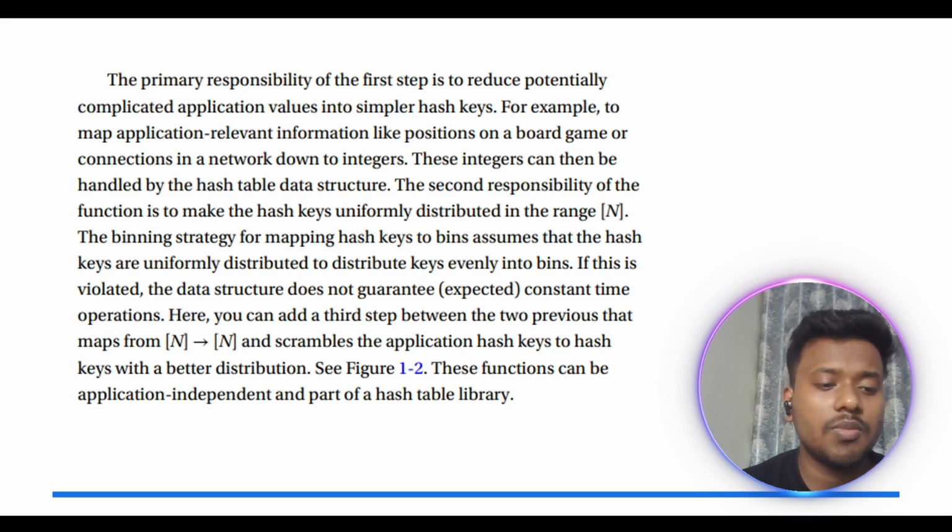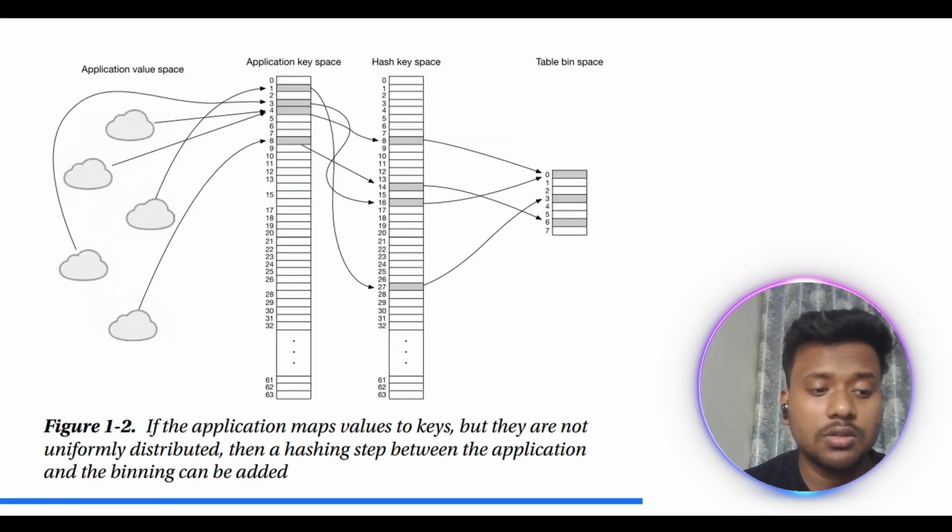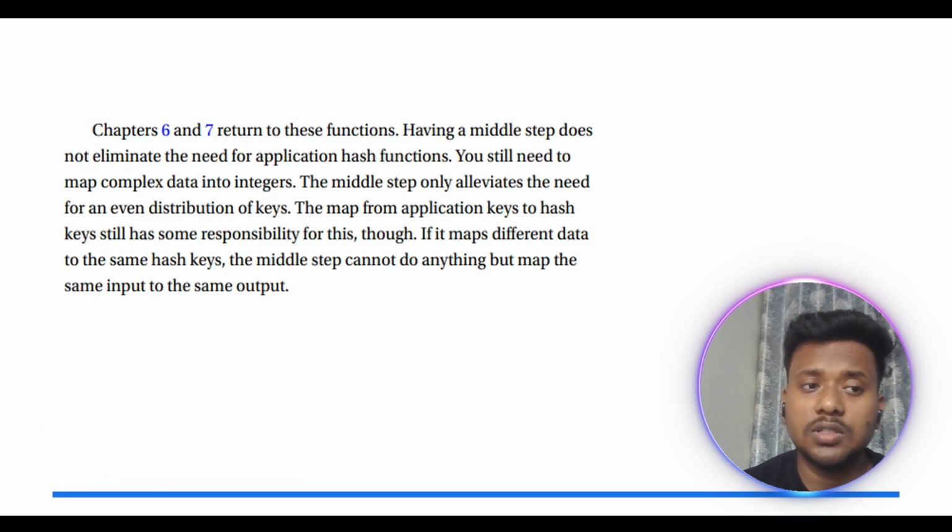These functions can be application independent and part of the hash table library. This is the second figure. If the application maps values to keys but they are not uniformly distributed, then a hashing step between the application and the hash table can be added. In chapters 6 and 7, we will return to this function.